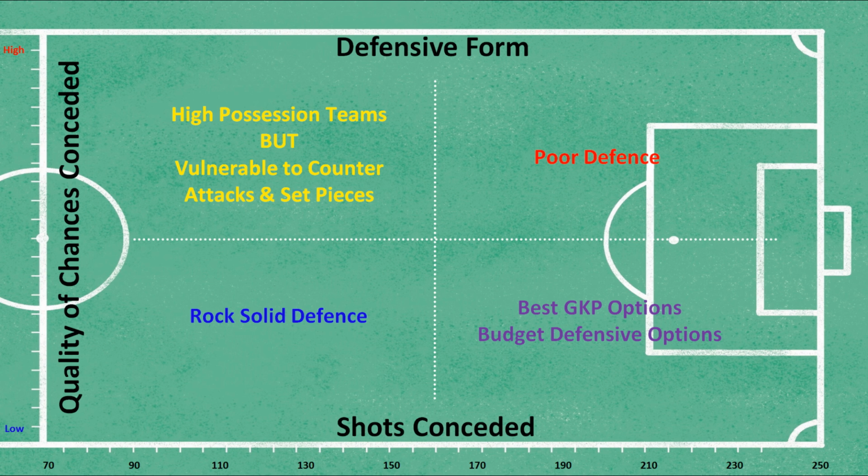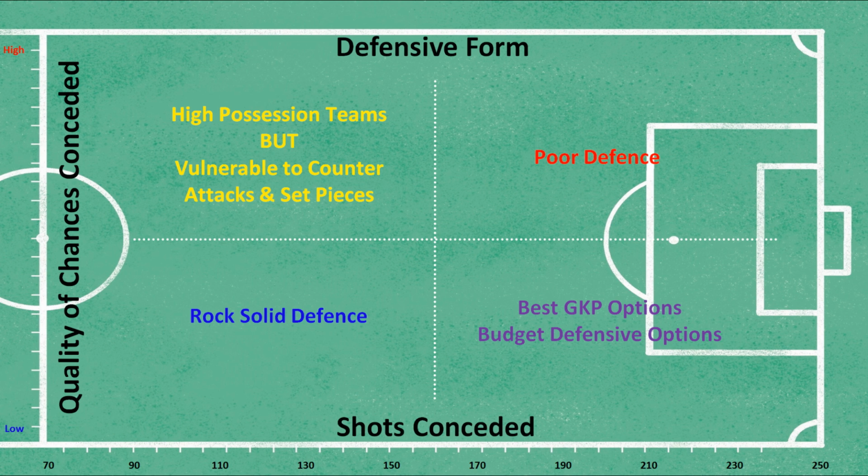Teams that fall into the top left-hand side of the chart are going to be classified as high possession teams that are vulnerable to counterattacks and set pieces. These are likely to be premium team options to be wary of from a clean sheet perspective. Teams that form into the top right-hand side of the chart are likely to be the worst defences, which we should avoid at all costs from a clean sheet perspective, but it's worth paying attention to that side of the chart because they're worth targeting for captaincy of our attacking assets when playing against those teams.